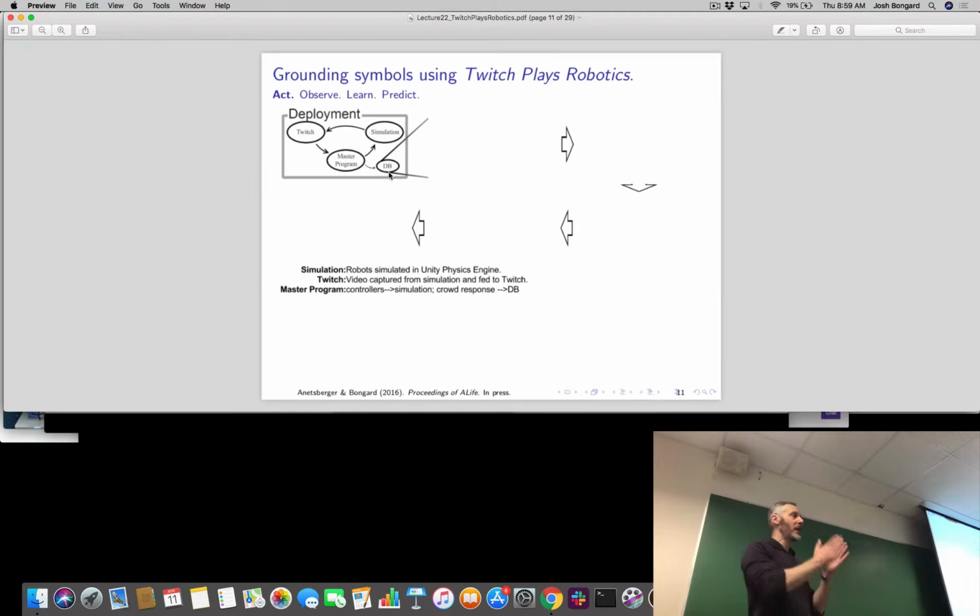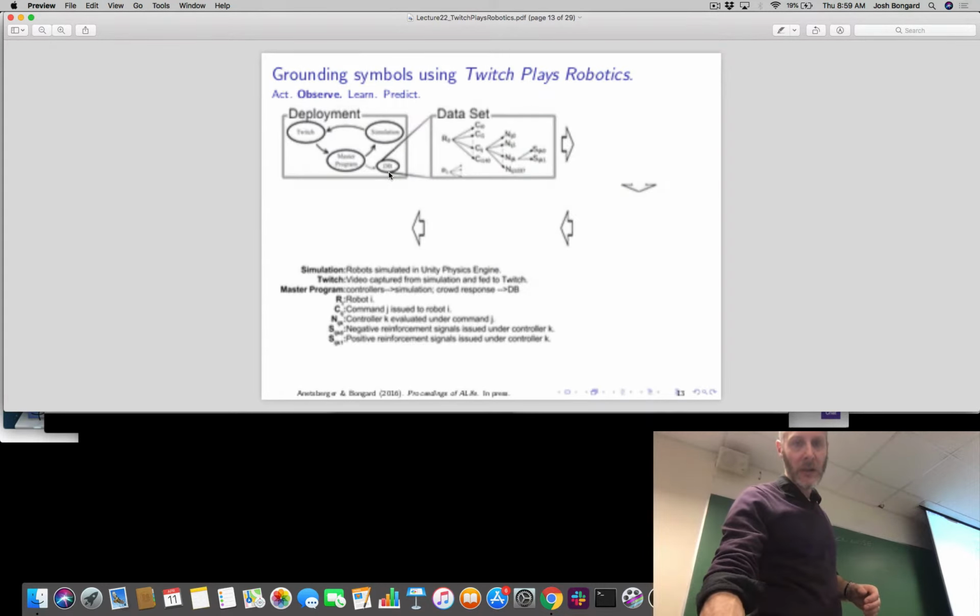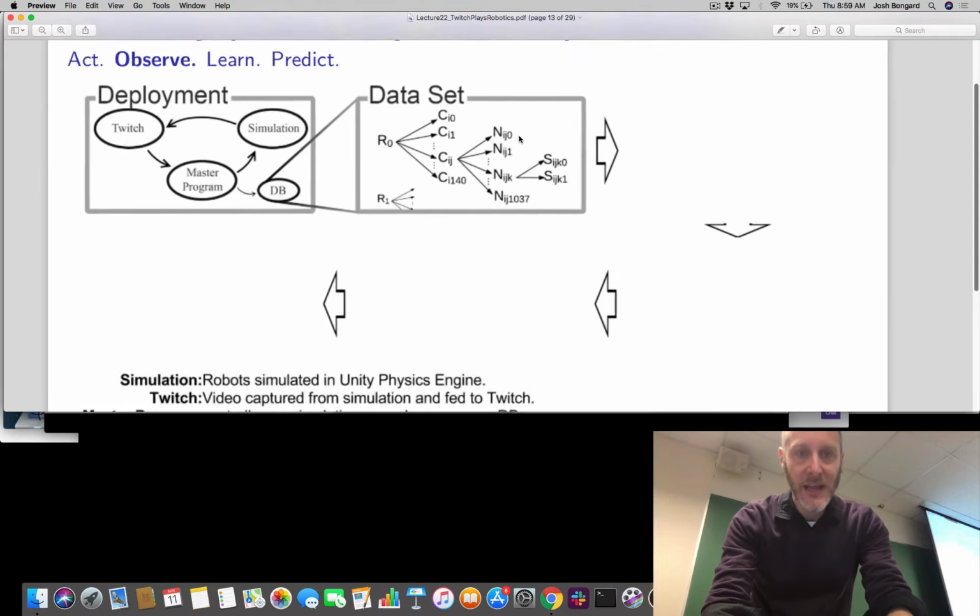So as the experiment ran, we had a growing number of random controllers. Associated with each controller was the command that the robot had been issued at that time, and whether or not the crowd gave thumbs up or thumbs down, which gave us the following data set.